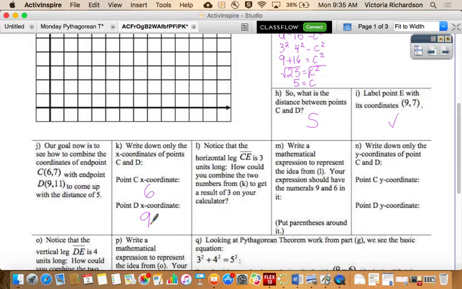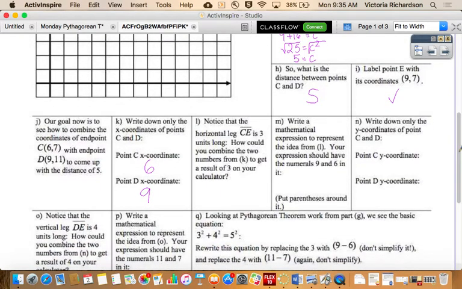So it says, notice that the horizontal leg CE is 3 units long. How could you combine the 2 numbers from K to get a result of 3 in the calculator? What process do you have to do? I have 9 and I have 6. How can I get 3? Subtract.